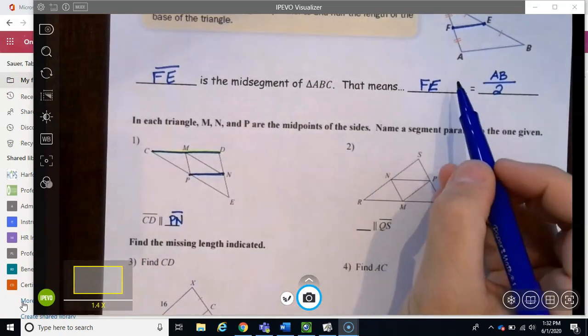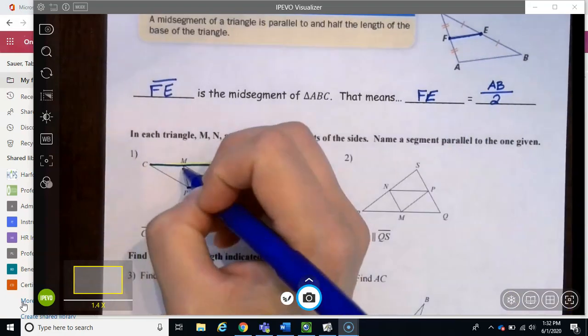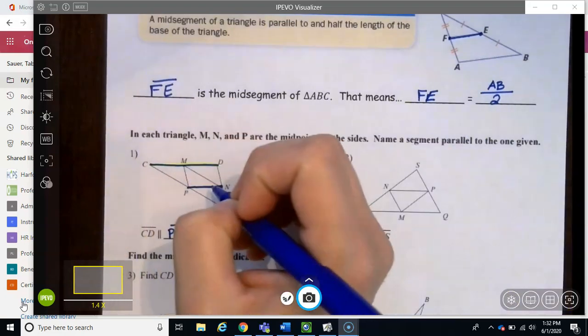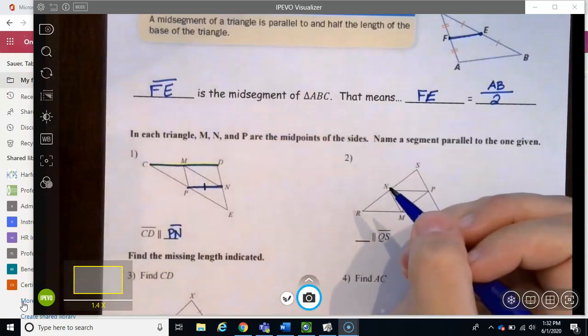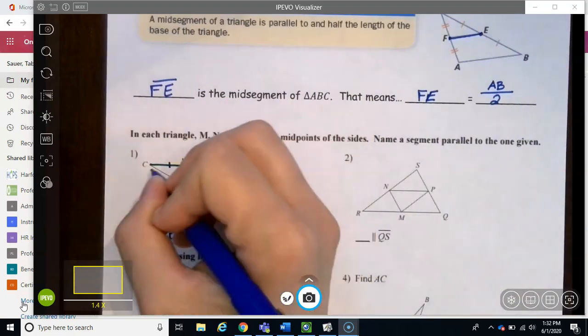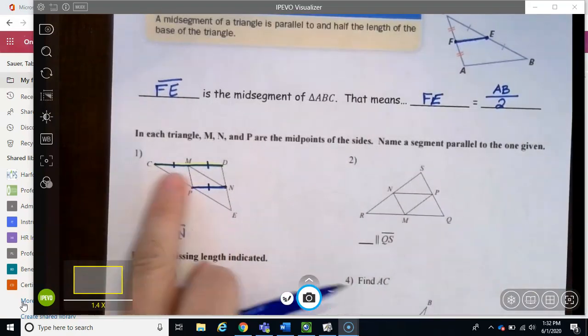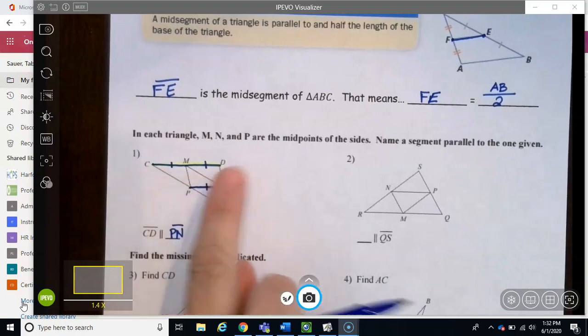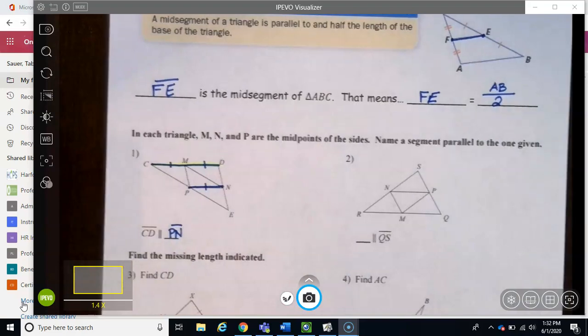And then based on this, not only are they parallel to each other, if M and P and N are all the midpoints of each of these sections, then this PN, the distance from P to N, is the same distance as C to M and M to D. Because remember, the mid-segment is half the distance of its base side of the triangle. So these three segments would be congruent to each other.